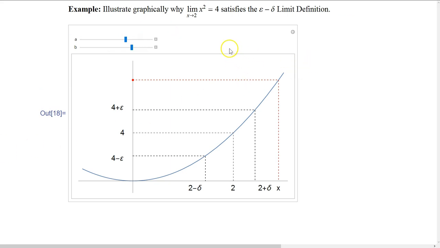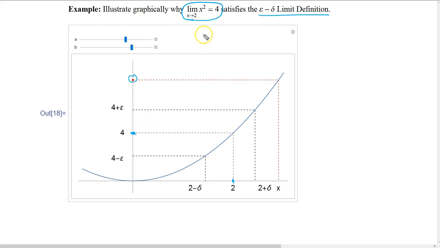So here, let's illustrate graphically why the limit as x approaches 2 of x squared is equal to 4. We want to illustrate why that satisfies our new precise epsilon-delta limit definition. Well, down here we have the graph of y equals x squared. It's this blue curve right here. Notice we have 2 on the x-axis here. If we go up and over, right there is 4 on the y-axis. So we want to prove that as x is taken closer to 2, the f of x values, which are right here on the y-axis, get closer to 4.